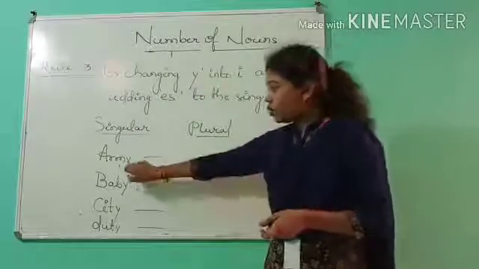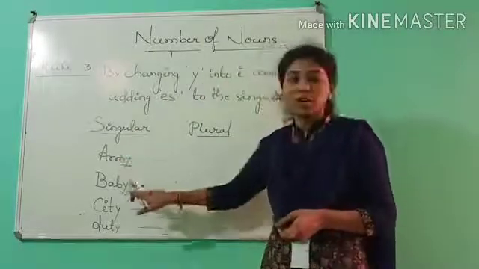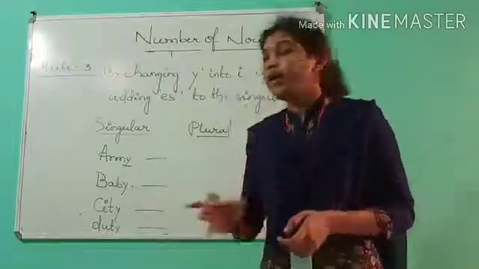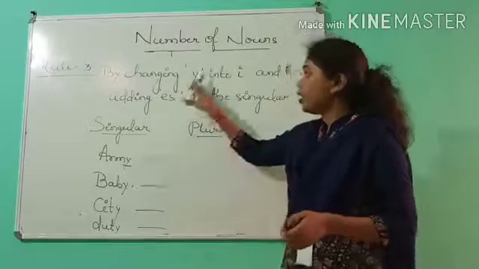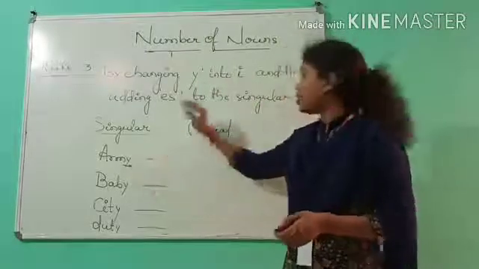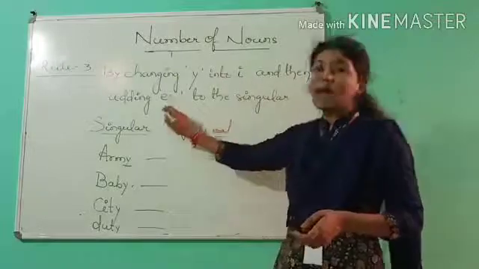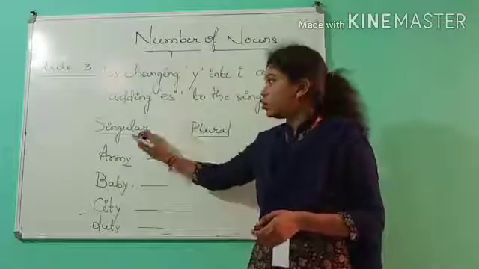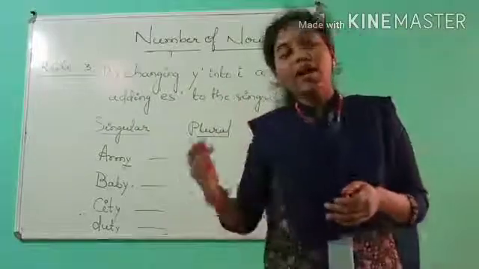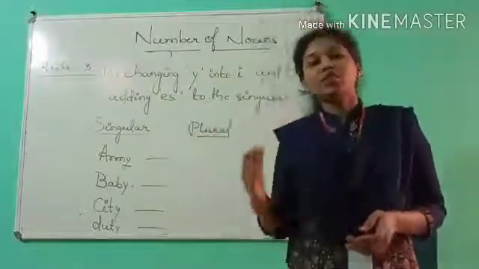You can see the board here, there is army. I have written here army and the last letter is y. So we need to change y into i. That means instead of y, I will write i and then I will add es to it. So this is rule number 3, by changing y into i and then adding es to the end.